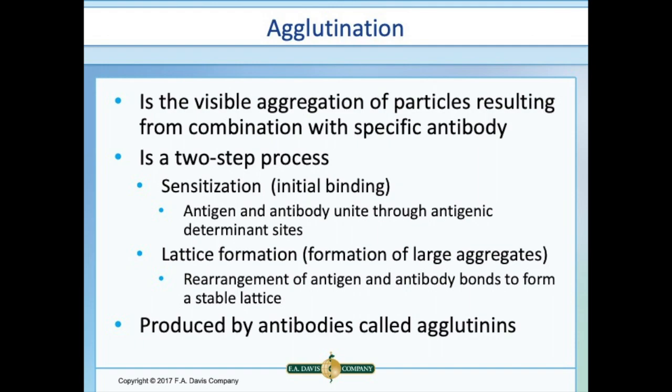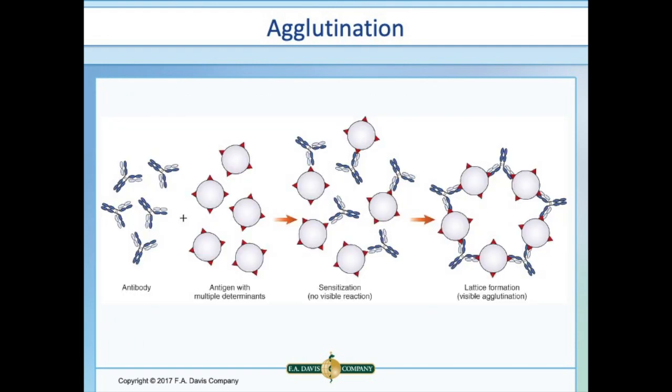Okay, so if lattice formation occurs, it means that there is already a zone of equivalence. Just like your precipitation reaction, the false zone phenomenon will result in a false negative reaction. Here, this is an antibody, and the antibody involved in the agglutination reaction we call agglutinin, and this would be the antigen with several binding sites. Okay, so the Fab portion will bind at the epitope.